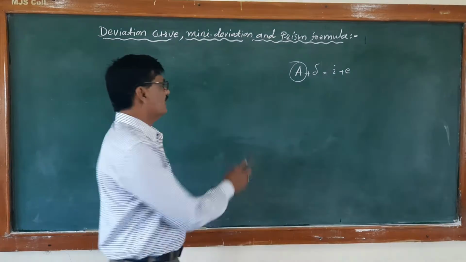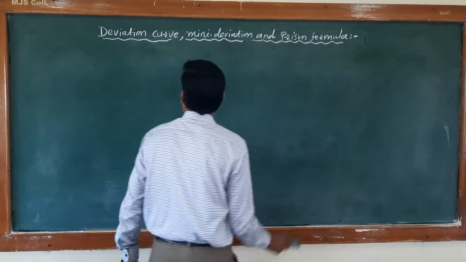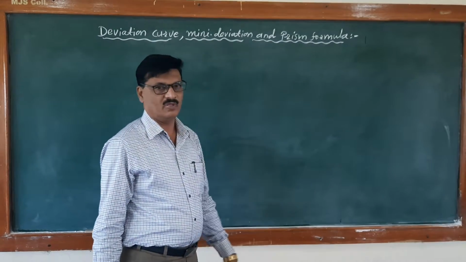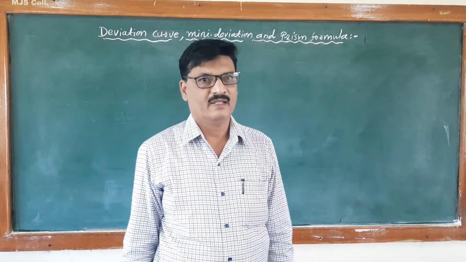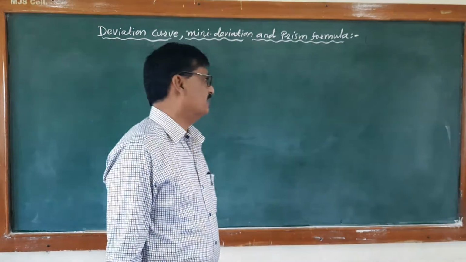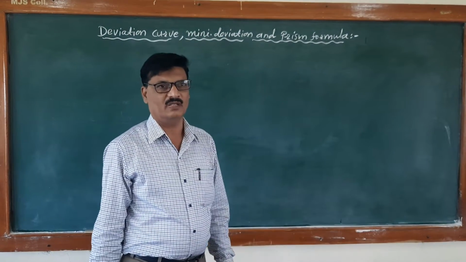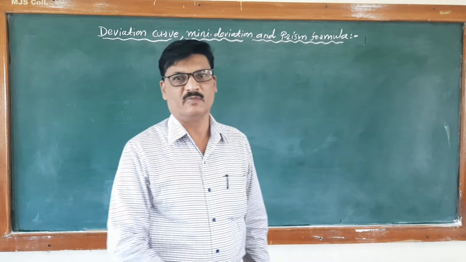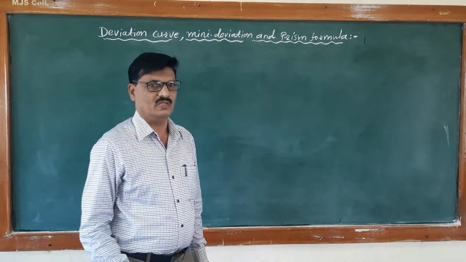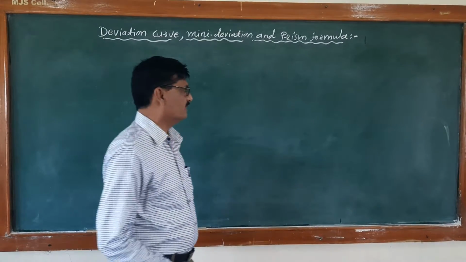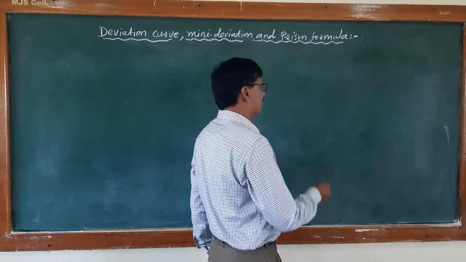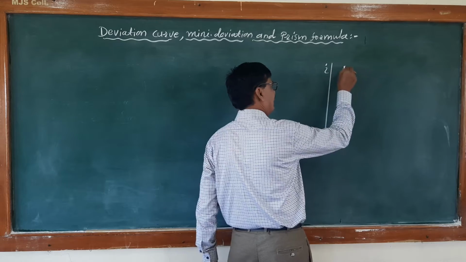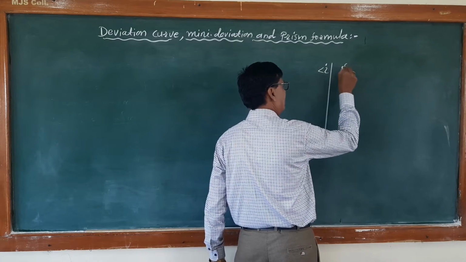Today we are going to discuss deviation curve, minimum deviation, and prism formula. Experimentally, it is found that if the angle of incidence is increased by a small value, the angle of deviation initially decreases, it reaches a minimum value, and again it goes on increasing, and that minimum value is called the angle of minimum deviation. Suppose this is the angle of incidence and this is my angle of deviation.